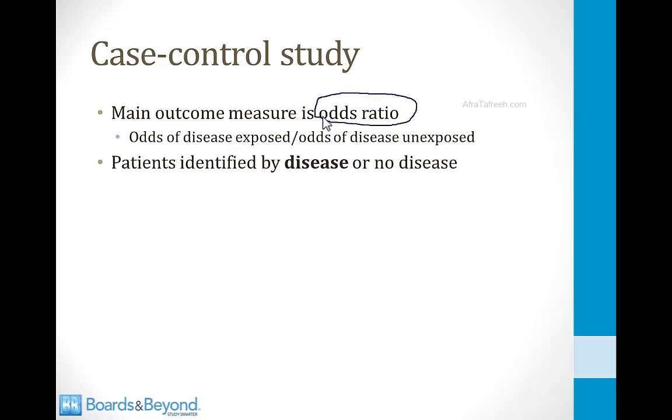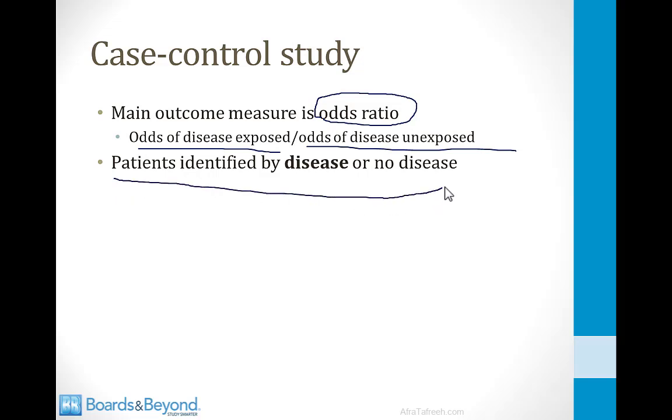You can't calculate a risk ratio from a case control study like you do for cohort studies because the results are not reliable, and I talk about that in much more detail in another module on quantifying risk. But an odds ratio represents the odds of disease in the exposed patients compared to the odds of disease in the unexposed. And it's a key point here to remember that case control studies identify patients by disease or no disease, and this makes them very different from cohort studies, and this is how you're going to recognize descriptions of case control studies in a question stem.